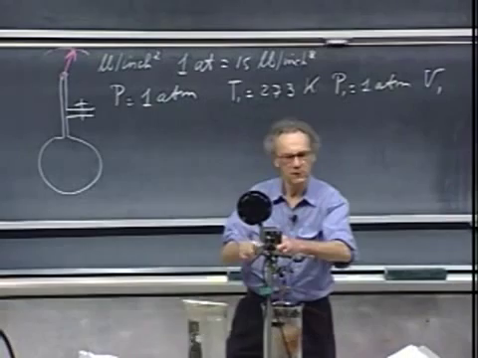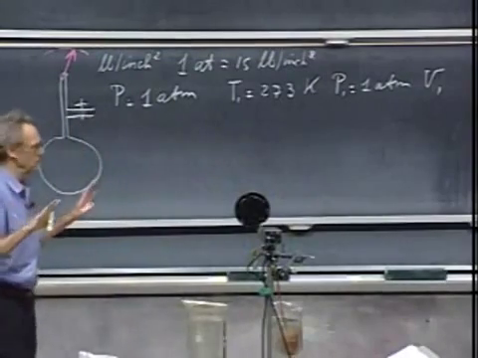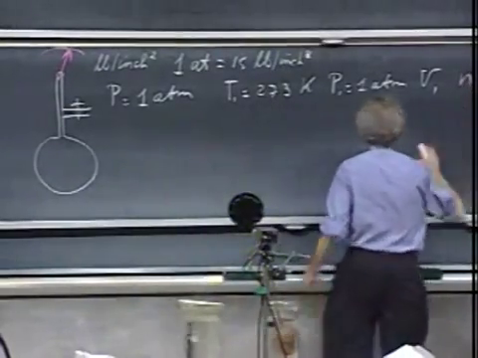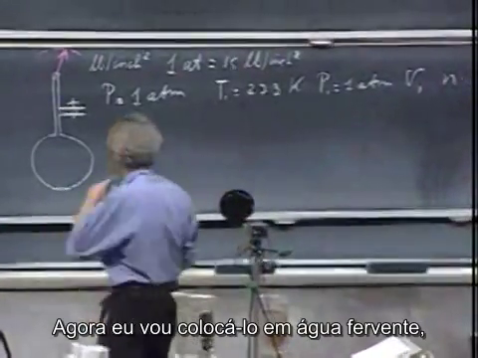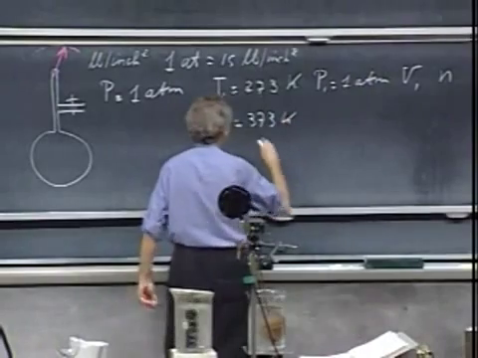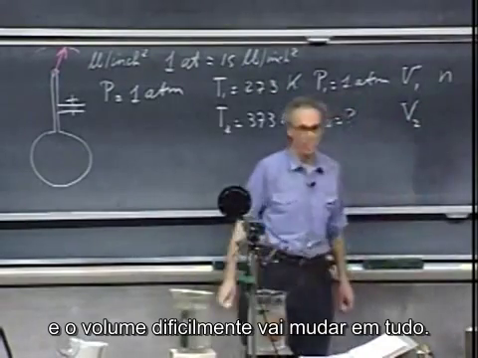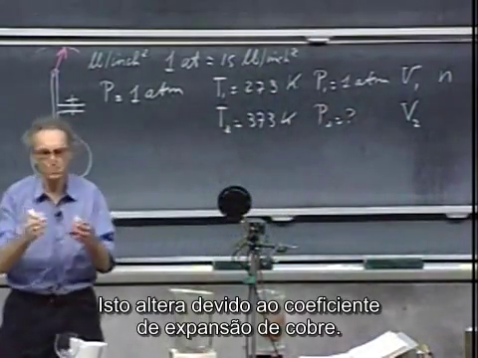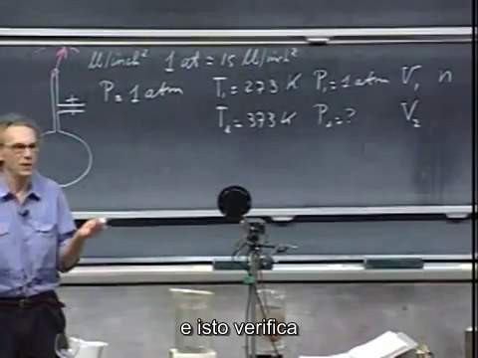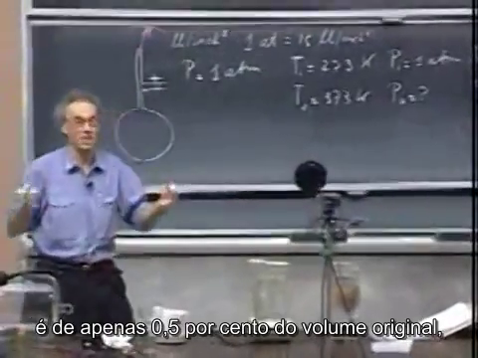I close this valve, thereby the number of moles of air in there is fixed. That's not going to change. So we have one atmosphere inside now, and whatever n is of no importance, but it's not going to change. Now I'm going to put it in boiling water, and so I know now that T2 will become 373 degrees Kelvin. I want to know now what P2 is, and the volume is hardly going to change at all. It changes because of the expansion coefficient of copper, and I made a small calculation based on this size, and it turns out that the extra volume that you get because of the heat is only 0.5% of the original volume.